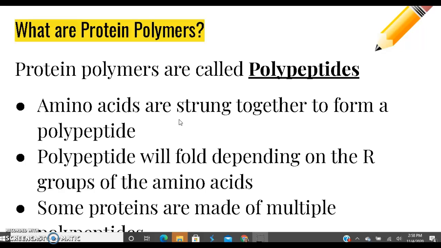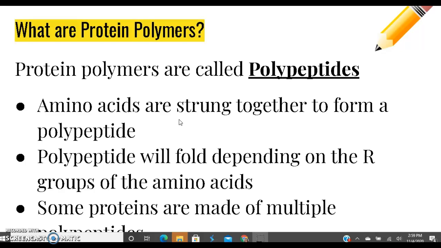Protein polymers are called polypeptides. Amino acids are strung together to form a polypeptide. Polypeptides will then fold depending on the chemistry of the R groups of the amino acids. So for example, some of those R groups are hydrophobic and will fear water and want to sort of hide in the center of the protein molecule, while other R groups really like water and will want to be on the outside of the protein so they can hang out with water molecules.